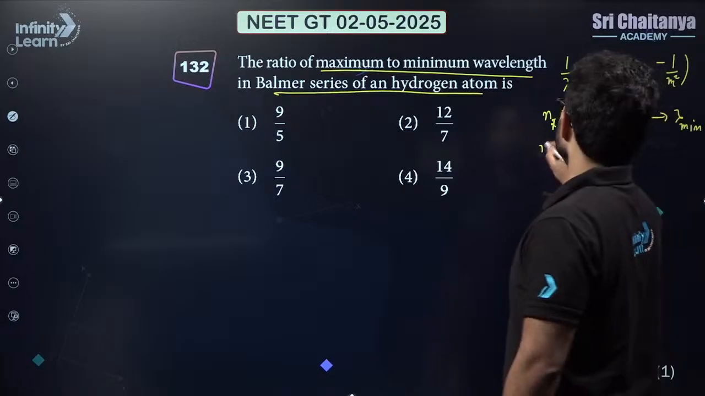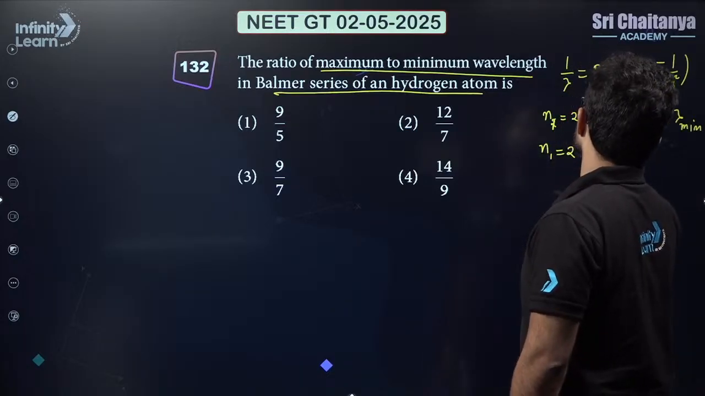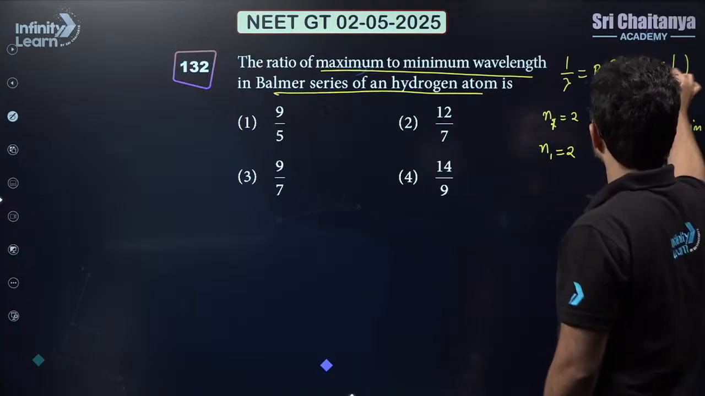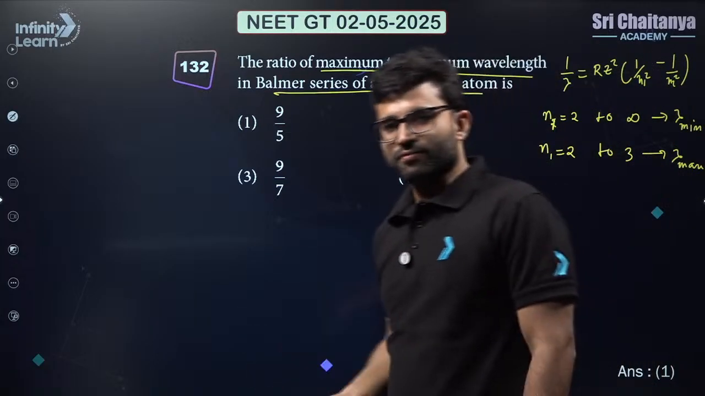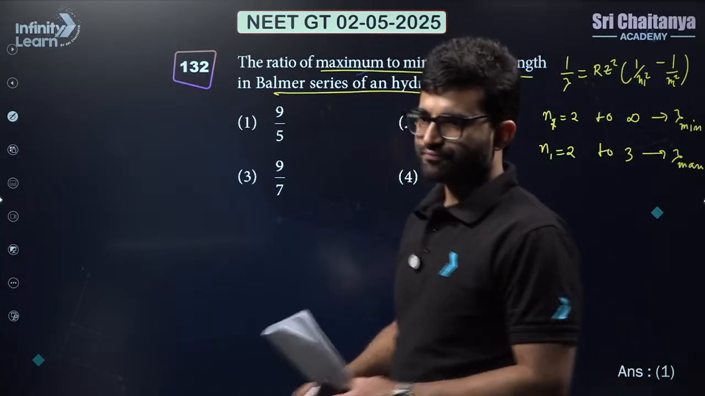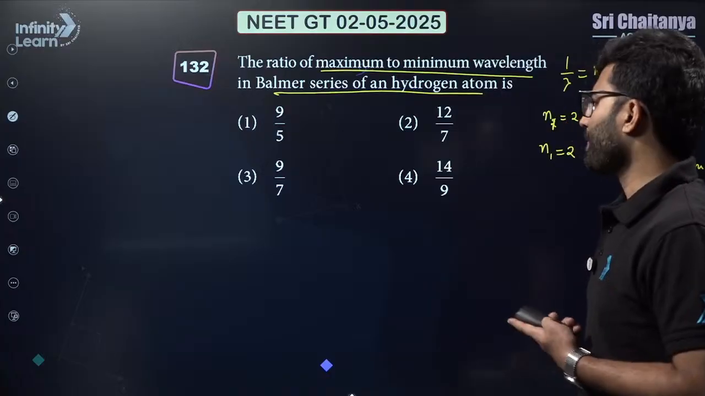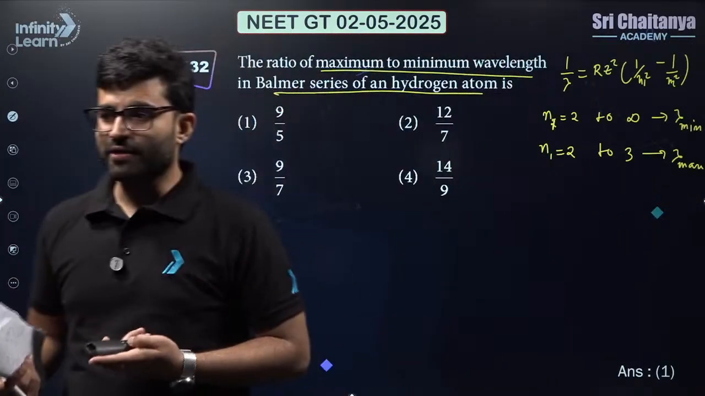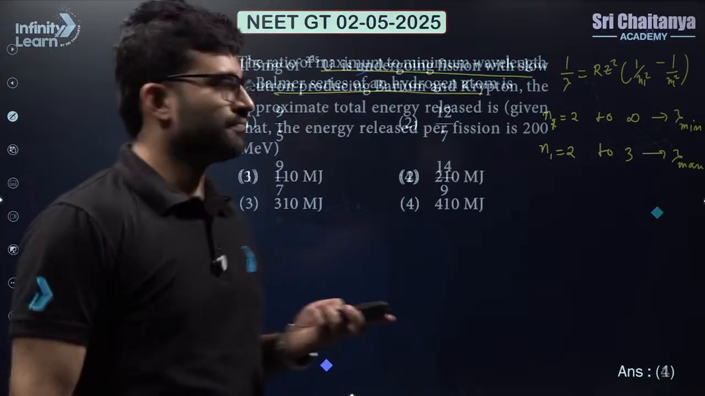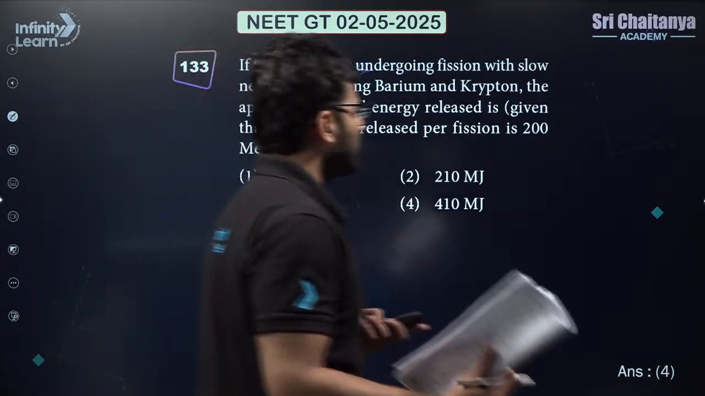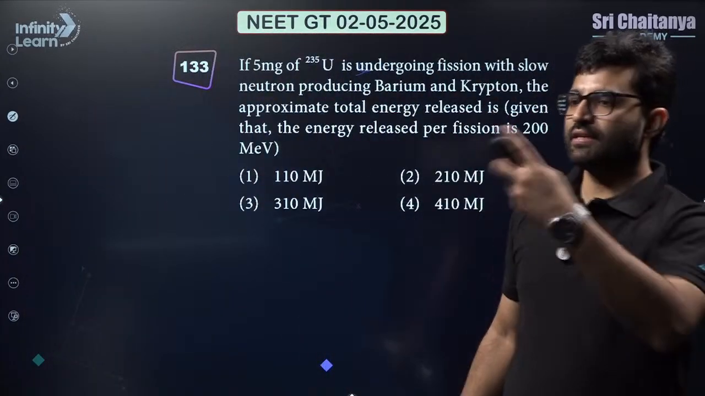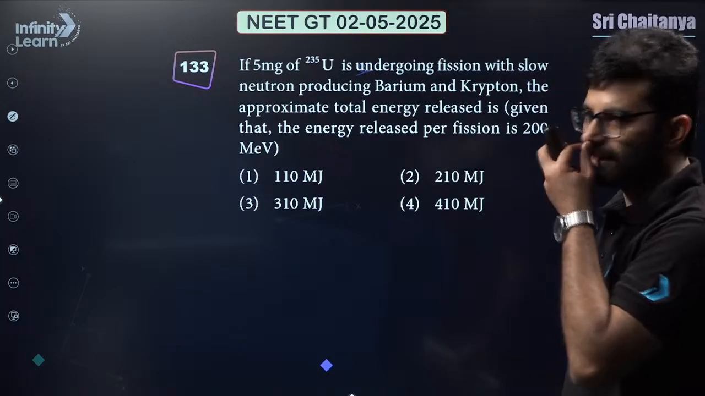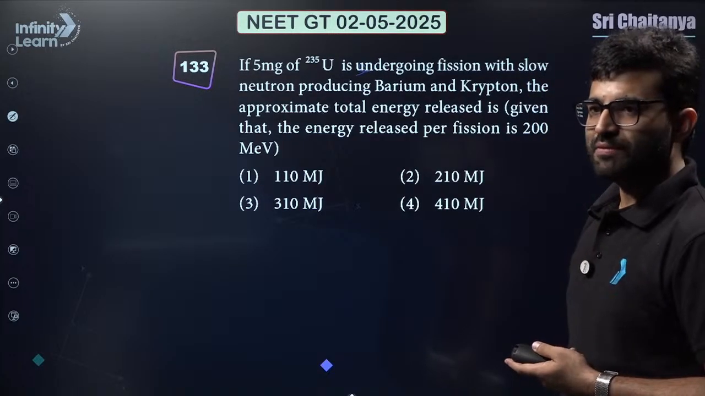And when it goes from 2 to 3, here the wavelength would be maximum. So you just have to put the values here and then take the ratio, right? Clear? Easy peasy, right? Okay. So I'm not doing the calculations. You can do the calculation by yourself, right? Yeah, that is correct. The nearest jump would give the maximum wavelength, right? So when it jumps to n2 equal to 3, it will give you the maximum wavelength, right?